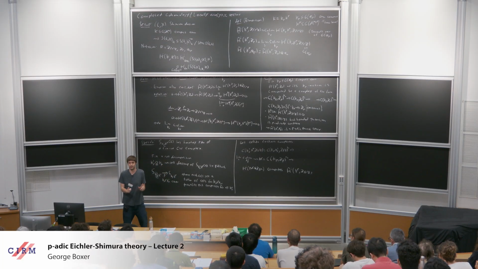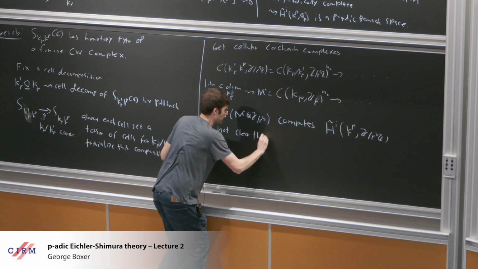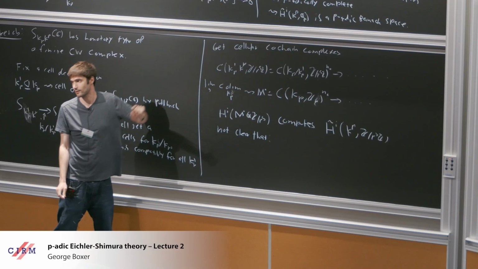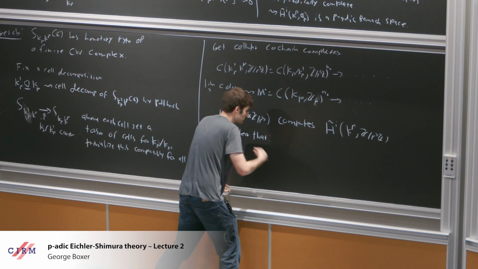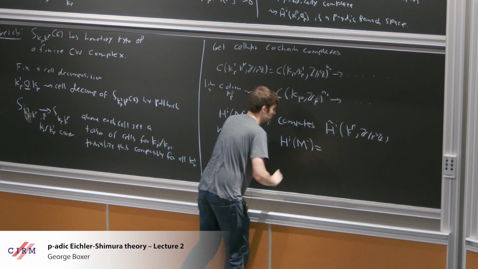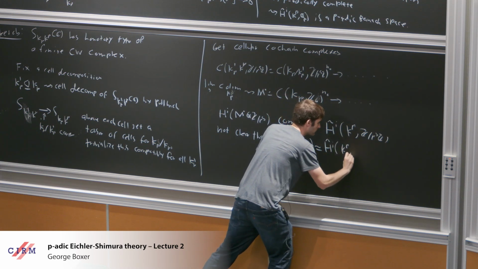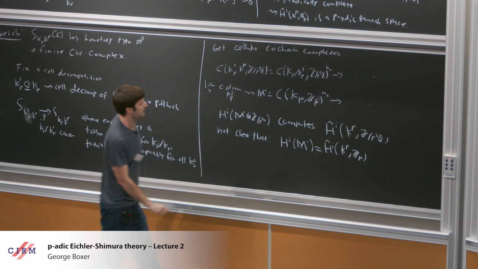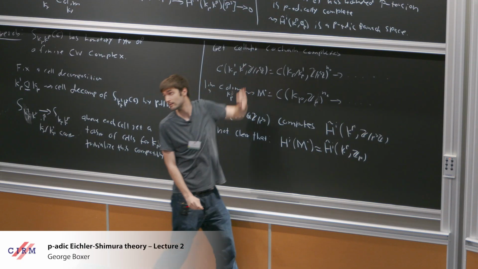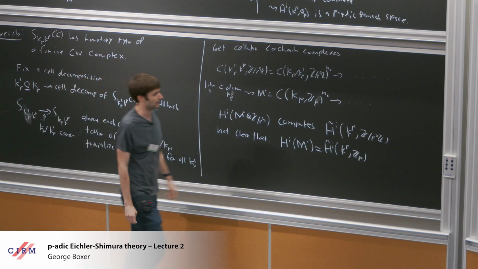But what's not at all clear is that taking the limit commutes with taking cohomology. And in fact, proving this is basically equivalent to proving this thing that I claimed here. Okay, so we need to really do something to understand this.